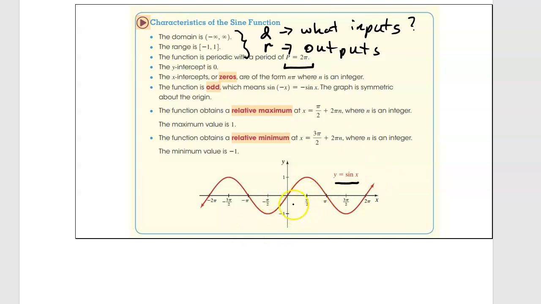The y-intercept is 0, right? So it hits the y-axis at 0 right there. And then the x-intercepts are of the form n pi. So this is something you're going to be seeing more frequently as we talk about sine and cosine. You'll see something like the zeros of a function being defined in terms of n pi or n over 2 pi, where n is an integer, something like that.